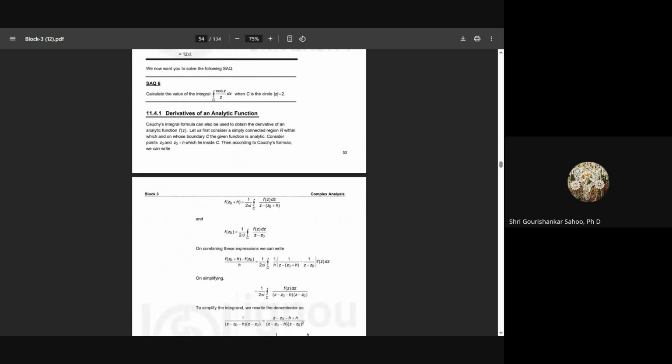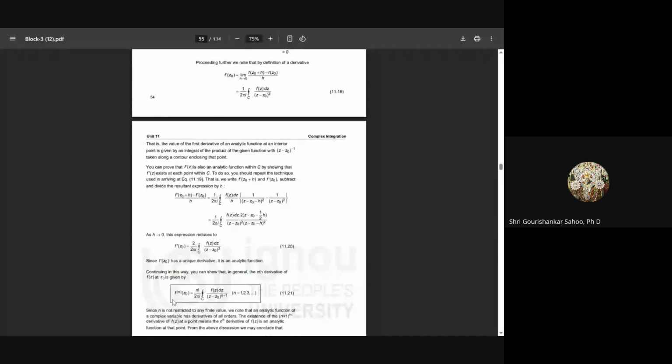Then the derivative of an analytic function: you can find the nth derivative of f at z0, which is equal to n factorial by 2 pi i times the integration over the closed contour of f(z) dz by (z minus z0) to the power n plus 1. So f dash z0 will be 1 factorial divided by 2 pi i times the integration over the closed contour of f(z) dz by (z minus z0) to the power 1 plus 1, that is (z minus z0) square. F double dash z0 will be 2 factorial by 2 pi i times the integration over the closed contour of f(z) dz by (z minus z0) to the power 3, or cube.